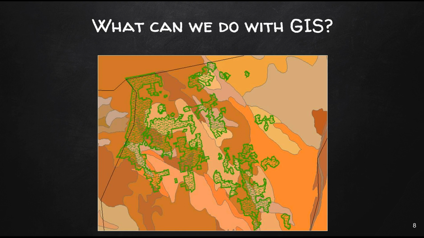So mapping where things are. We can map spatial locations of real-world features and visualize spatial relationships among them. Here's a map of agricultural districts in green that are laid over soil types. We can see visual patterns in the data by determining what soil types are best suited for which agricultural district.